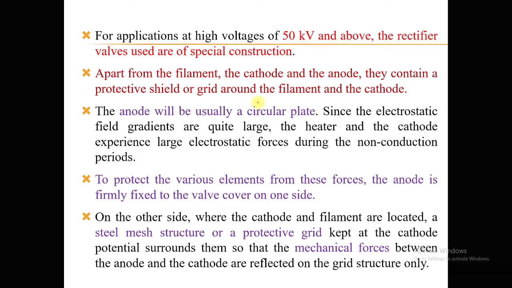So this protective grid will cause the distribution of these electrostatic forces uniformly across the structure. As a result, because of this uniform distribution of these mechanical forces, the cathode and anode both get protected, otherwise it will damage the structure.